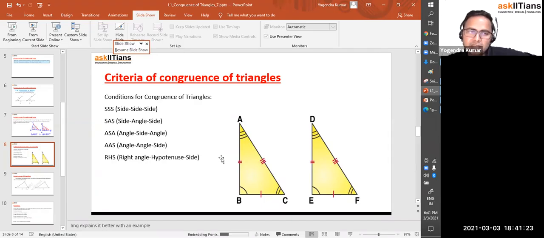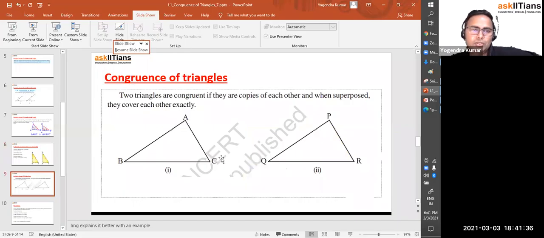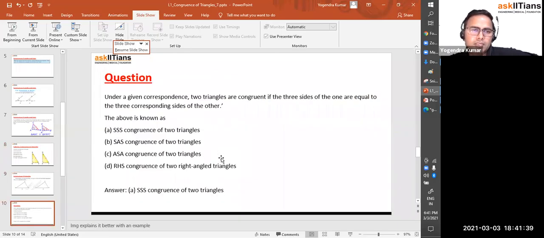As of now, just remember these are the criteria or conditions by which we can say that if any two triangles have these criteria fulfilled, then they are congruent to each other, right? That is what we need to remember. So we have seen this. Now let's do this question. Under a given correspondence, two triangles are congruent if three sides of one triangle are equal to three corresponding sides of the other triangle. The above one is known as what? Clearly, three sides. What is the answer? SSS congruency.